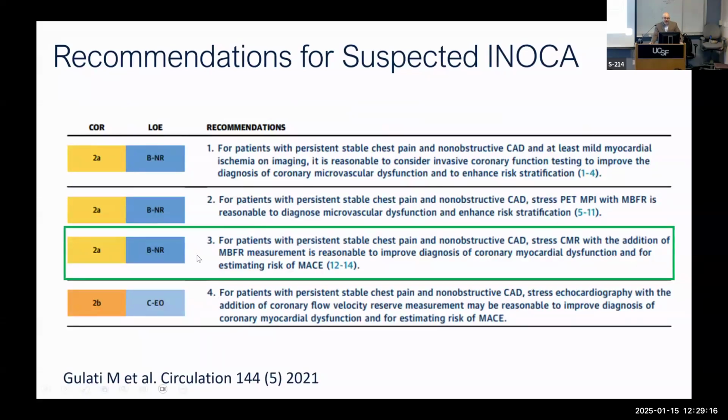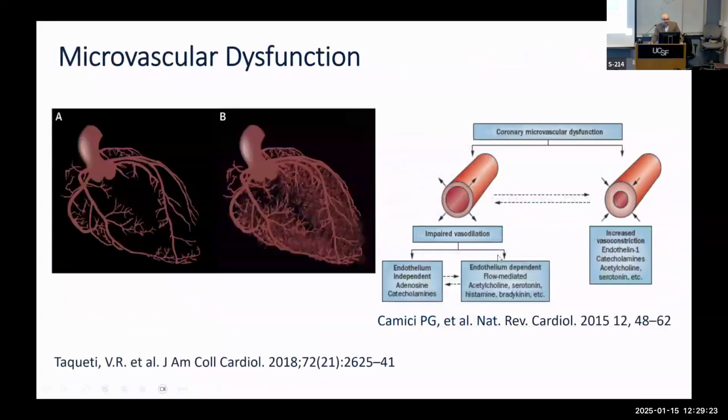And in the chest pain guidelines, as I mentioned, this 2A recommendation for improving diagnosis of coronary microvascular dysfunction. When we think about microvascular dysfunction, by cath we're usually just assessing the epicardial vessels, but there's really a huge amount of vessels downstream. And pathophysiologically, there's a number of components. One is impaired vasodilation, which can be endothelium dependent or endothelium independent, as well as inappropriate vasoconstriction.